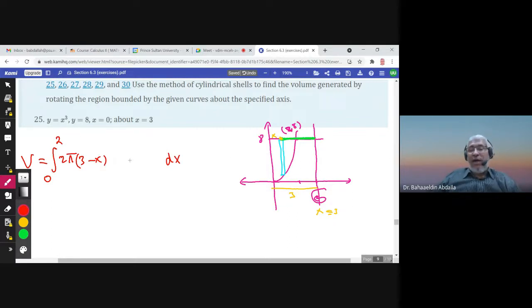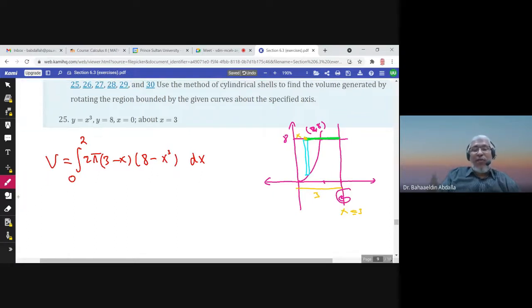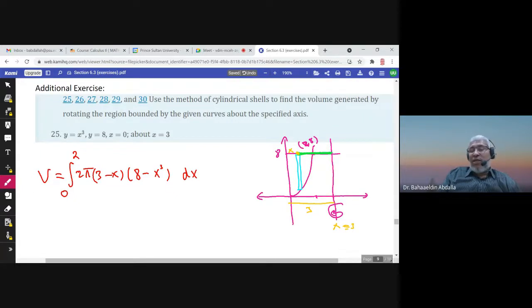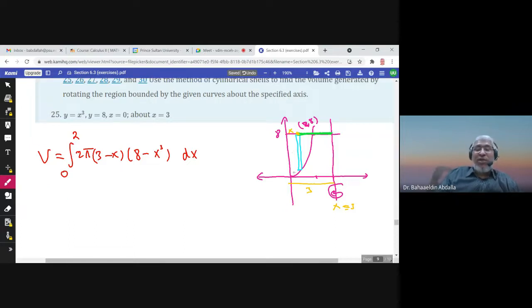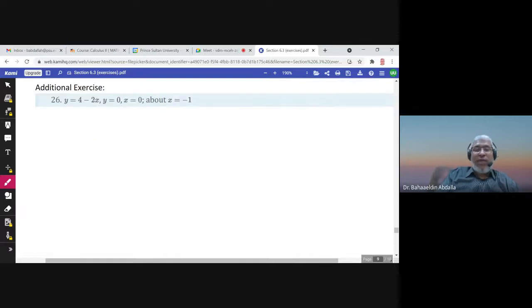Also, the height. What is the height of the rectangle? The above curve is y equals 8 minus the lower curve y equals x cubed. So it's 8 minus x cubed. This would be the volume. I leave it for you, if you are interested, to try to solve it using the disk and washer method. You can do it. It's not difficult. And you check yourself by checking that the two rectangles will give you the same answer.